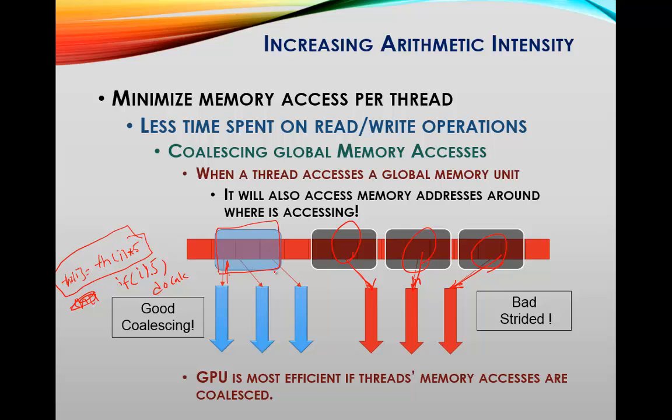Good coalescing is when you have threads accessing their data, the neighboring threads accessing neighboring data. Bad coalescing or striated access is when threads are accessing sporadically, or rather sparsely, in the memory.